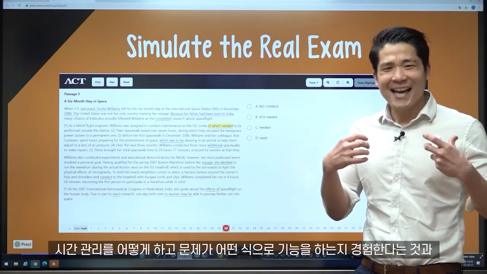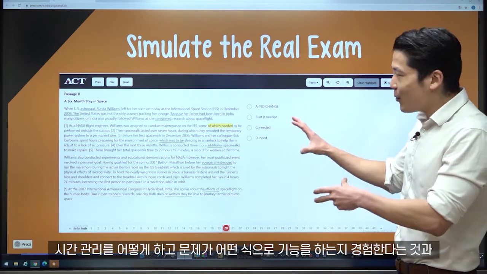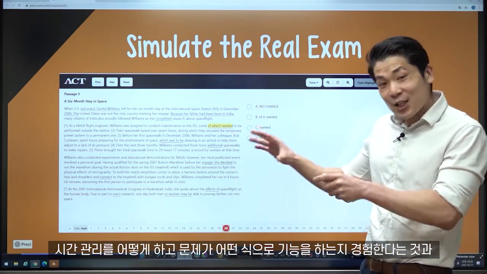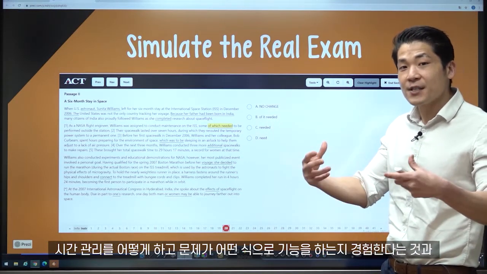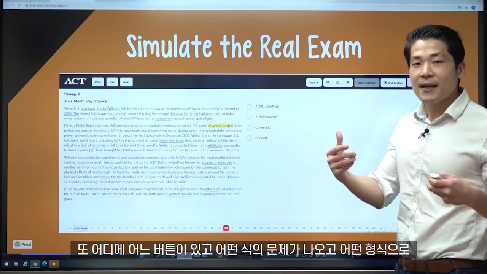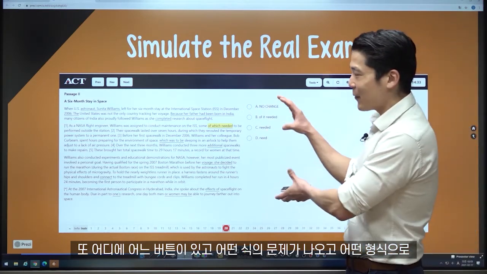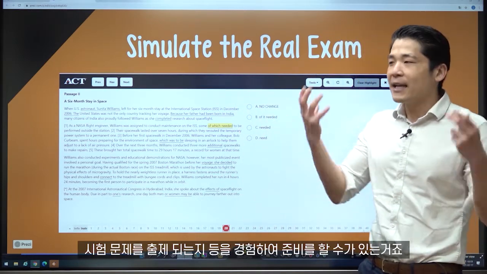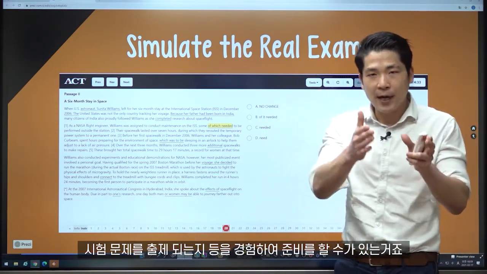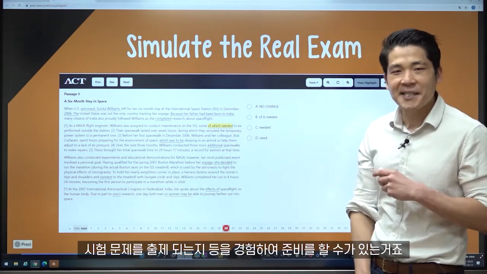Now, how wonderful is that? You'll be managing your time. You'll know this is exactly how the actual ACT computer test looks and how it functions. So the benefit to you is you'll know where all of the buttons are. You'll know the style of question, and how they ask it or present it to you. So getting that type of practice, you'll be prepared for test day. There won't be any sort of surprises as well.